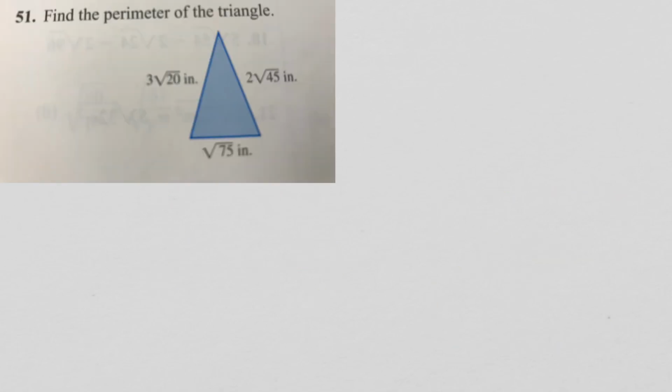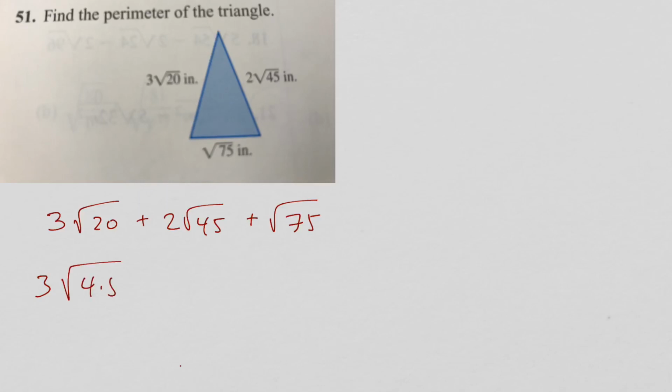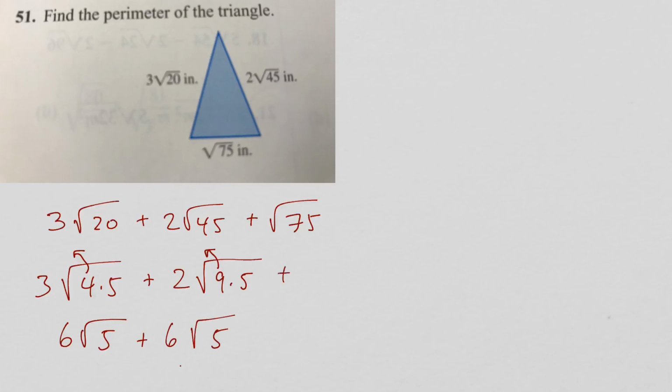Okay, 51, the perimeter is the sum of all 4 sides. So we have 3 root 20 plus 2 root 45 plus root 75. Now I'm going to simplify these. These are 3 root 4 times 5. I take this out, it becomes a 2. I multiply by that 3, and I get 6 root 5. This is 2 times 9 times 5. I take this out, it becomes a 3. I multiply by the 2, and I get 6 root 5. This is 25 times 3. I take out the 25, and it becomes a 5 root 3.